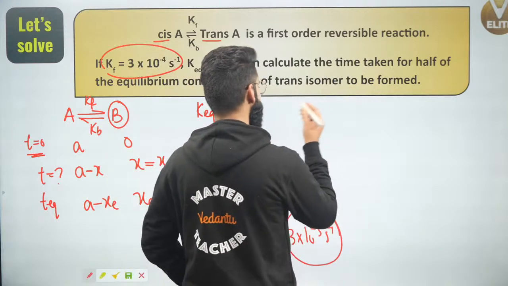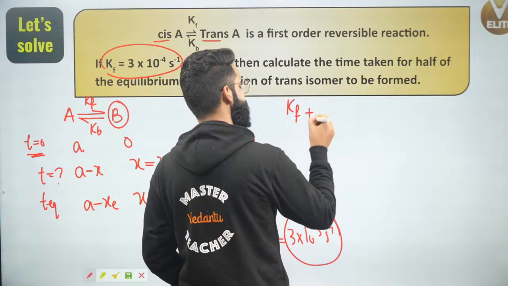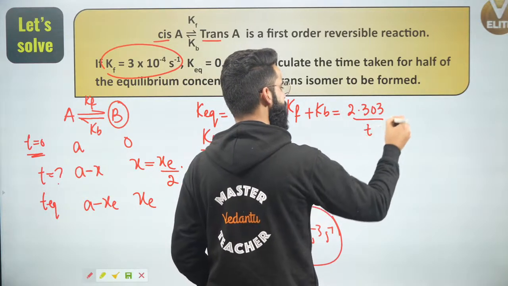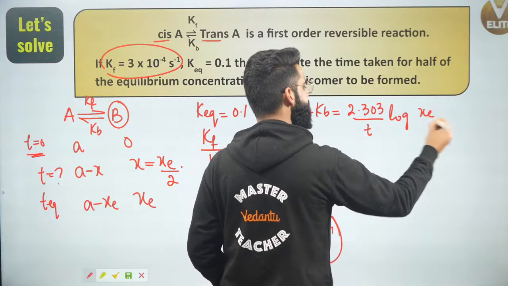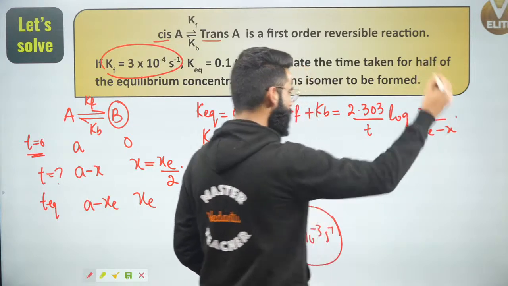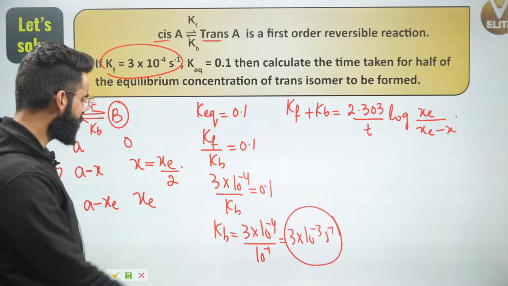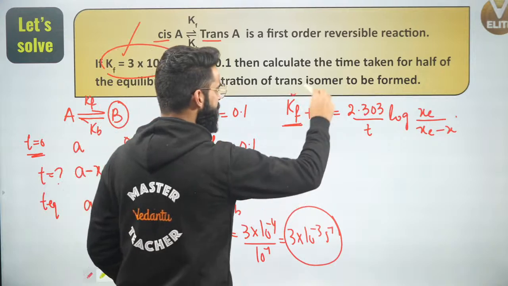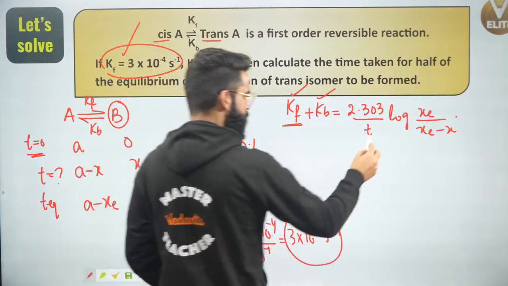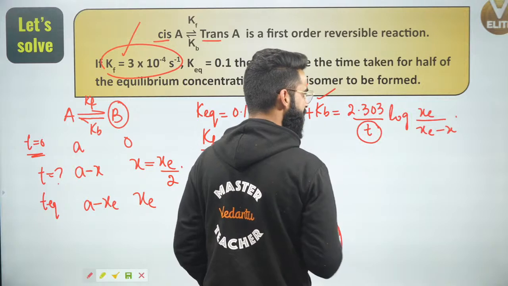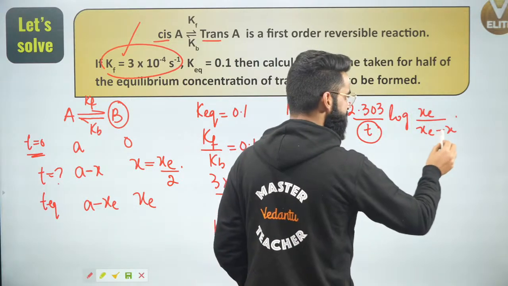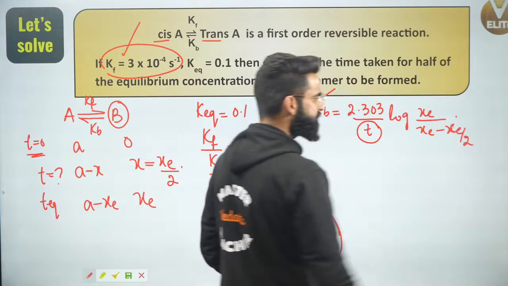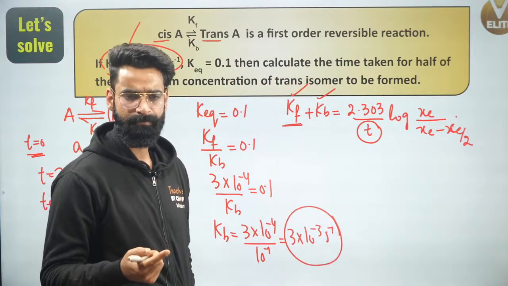I'll be simply using the integrated rate equation. That's going to be Kf plus Kb is equal to 2.303 divided by t, into log of Xe divided by Xe minus X, as I already told you. People, am I given the value of Kf? I got the value of Kf, right? It's given in the equation. Do I have the value of Kb? Yes, I got the value of Kb as well. We need to calculate the value of t. And this is going to be Xe divided by Xe minus X. Instead of X, can I write Xe by 2? Yeah. Instead of X, I'm writing Xe by 2, correct?